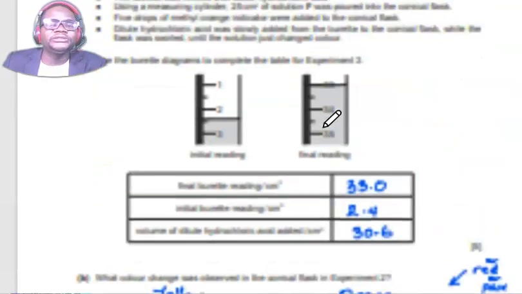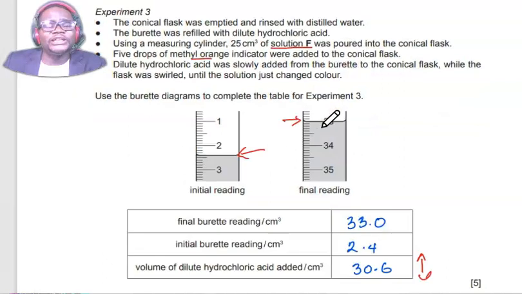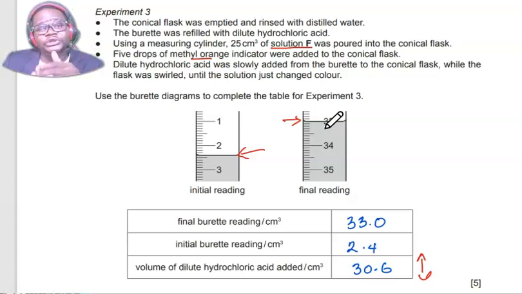So look at this. Now we'll find out that between experiment 2 and experiment 3, in experiment 2, methyl orange was used. In experiment 3, methyl orange was also used, but we find that we have more volume of acid in experiment 3 than in experiment 2. That is as a result of the difference in concentration of solution E and solution F. So that means whenever solution F is used, you have more volume of the acid required.